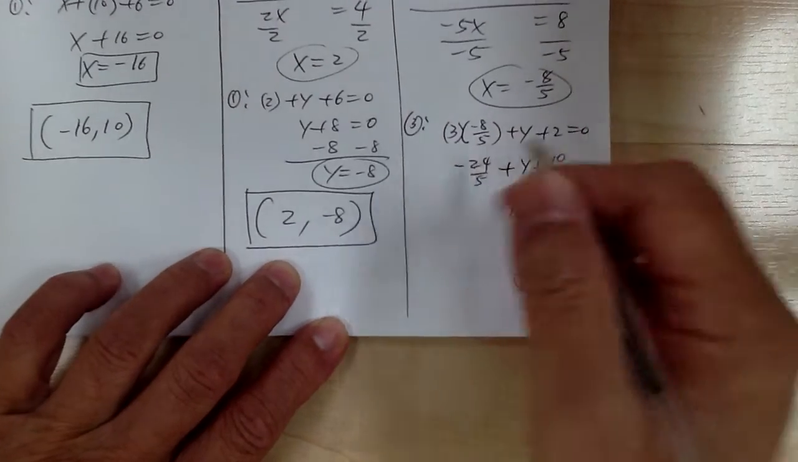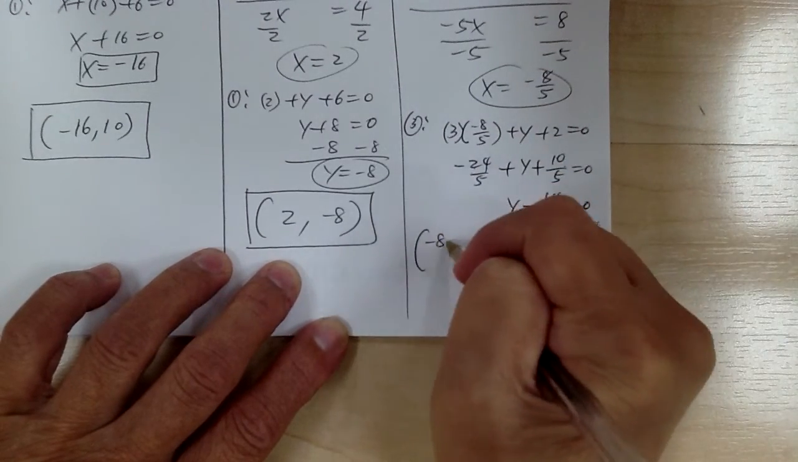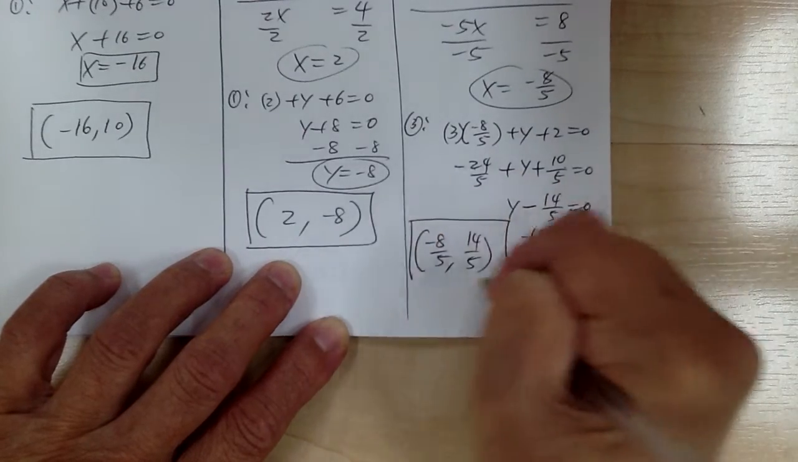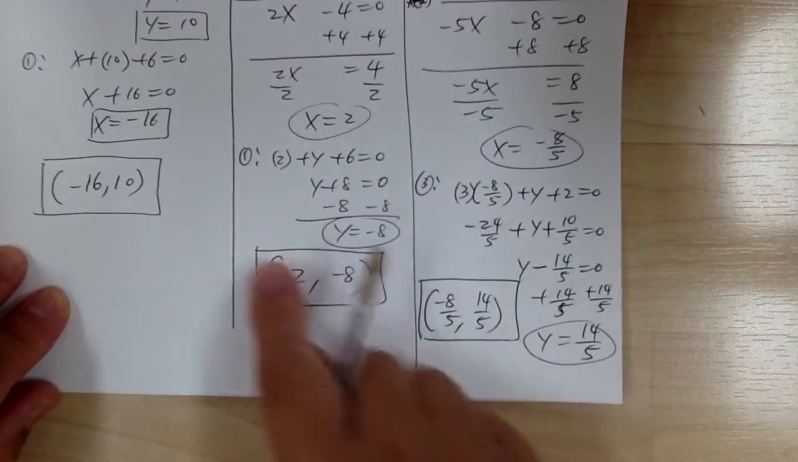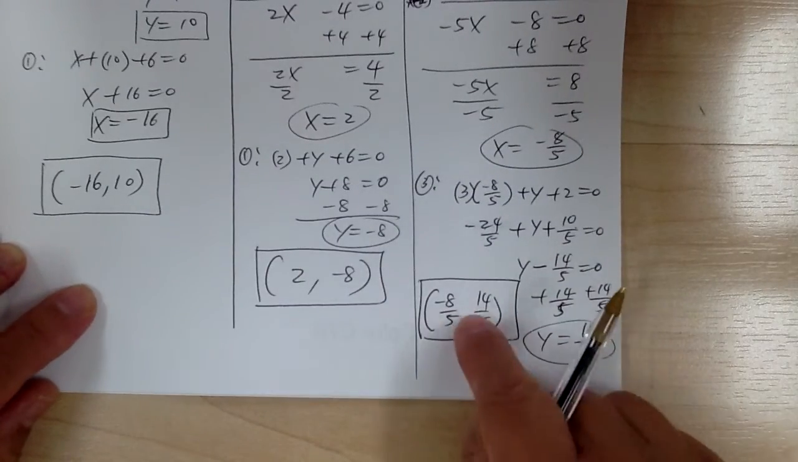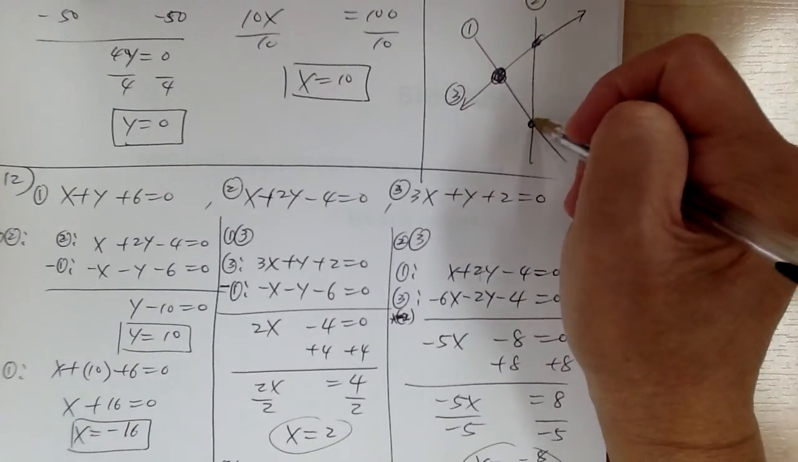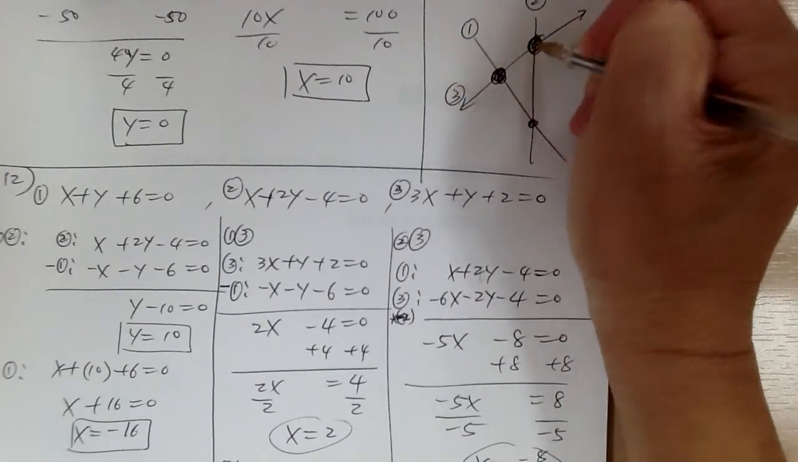Okay, so the last point would be negative 8 over 5, 14 over 5. So that would be the vertex of the triangle. So this third point, the intersection of equations 2 and 3, is right over here.